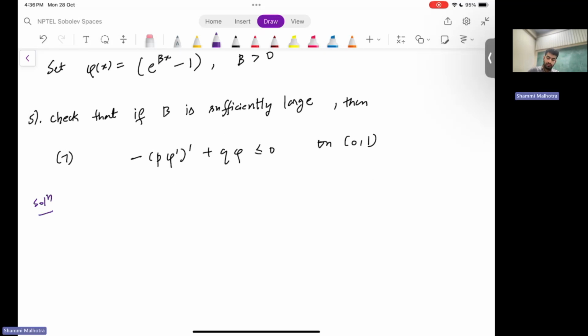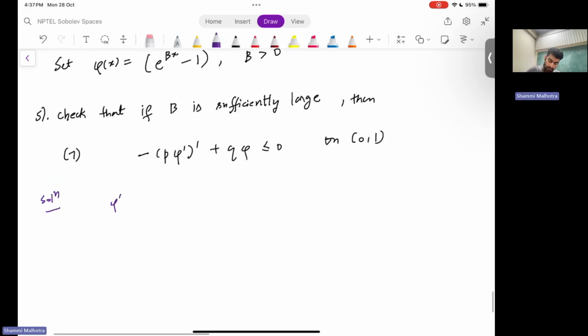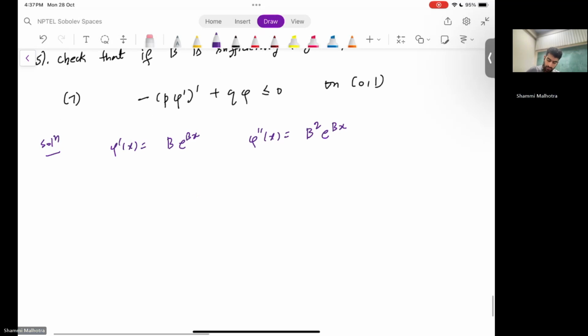So how do we check that this thing is less than or equal to 0? We just compute directly. I know that phi is this thing, so phi dash x is nothing but b times e^(bx), and phi double dash x is nothing but b square e^(bx). Once that is there, we just substitute. So we consider minus (p phi dash) whole dash plus q phi. This is nothing but minus p dash phi dash minus p times phi double dash plus q phi.